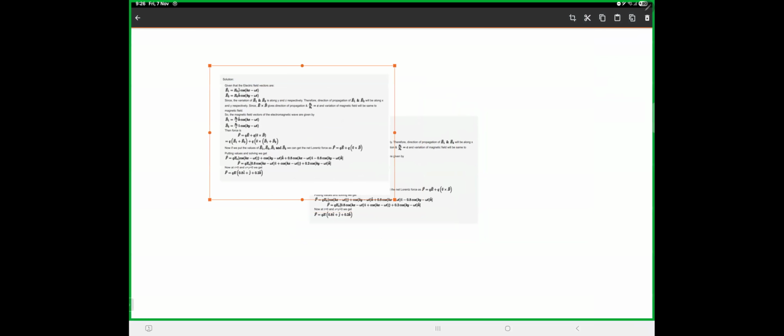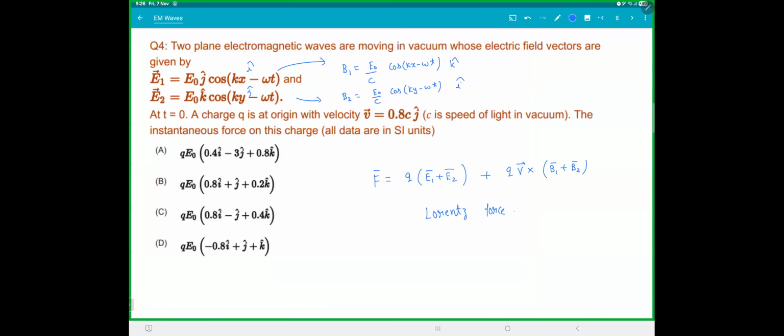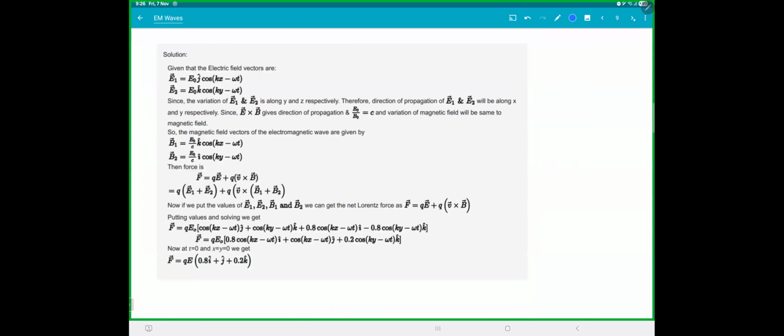0.8, 0.2, B is the answer, yeah. Check it out. So the two electric fields will create two magnetic fields and then you take the net force from there. Clear with this? This would be categorized as tough. It's a little more working, but most people won't realize what is happening to the electric fields.